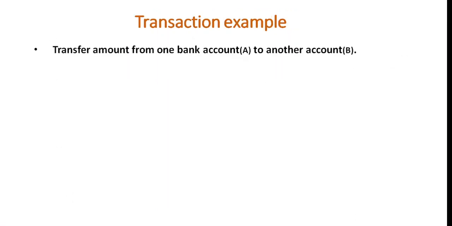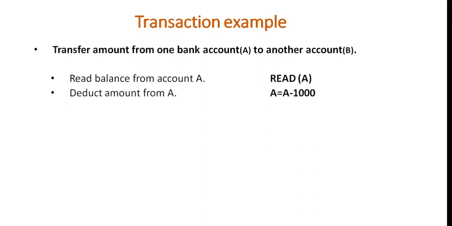Now let's see one example of transaction. The example is transferring an amount from one bank account to another bank account. Here we have two bank accounts A and B, and we want to transfer some amount from account A to account B. So first we'll read the balance of account A with a read A instruction. Then we'll deduct the amount that we want to transfer from account A. Suppose here we are deducting rupees 1000 from account A.